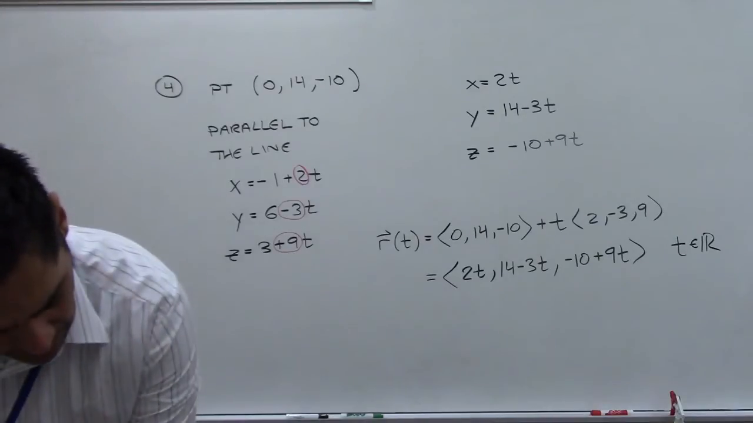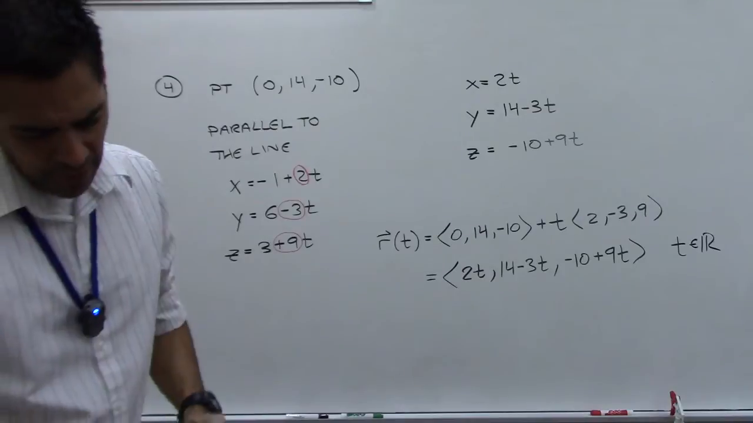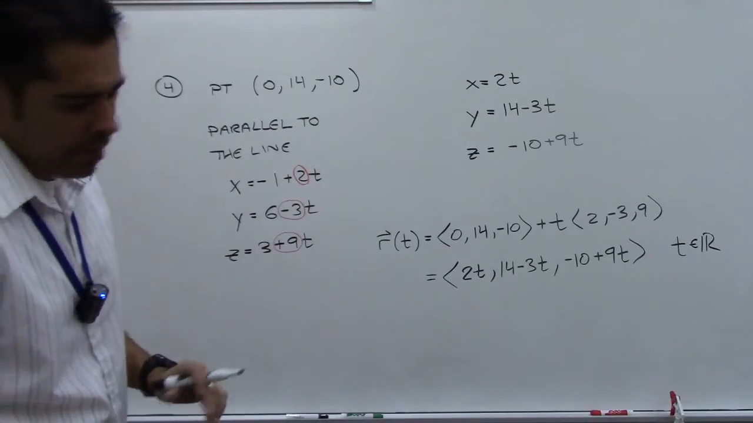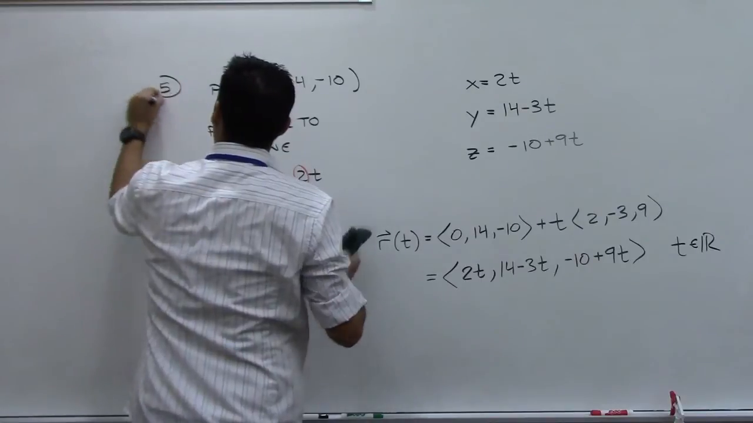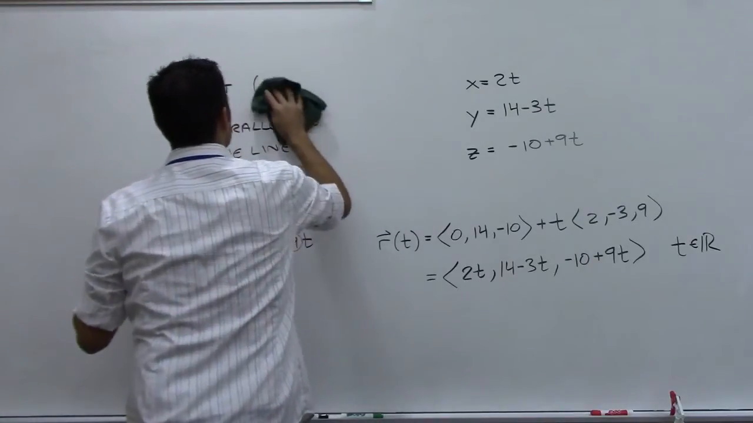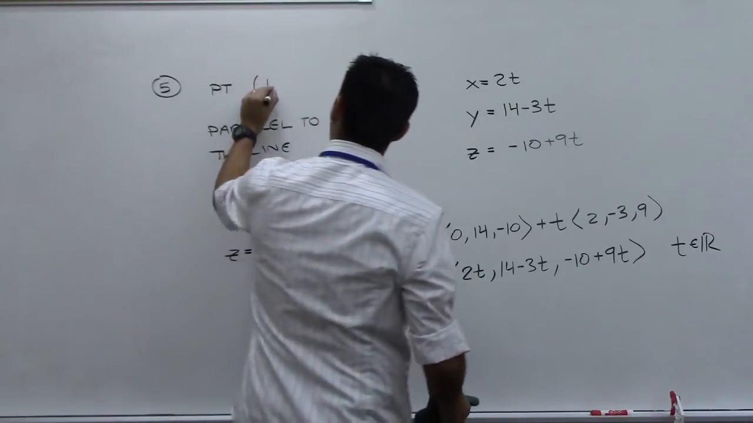Okay, so that's got number 1, 3, 4, let's see, 5. Same thing. Find the vector equation of the line through the point. So they give you a point again, 1, 0, 6.